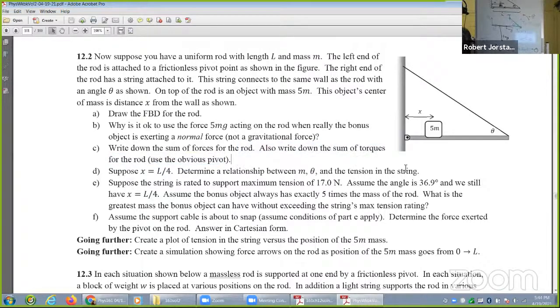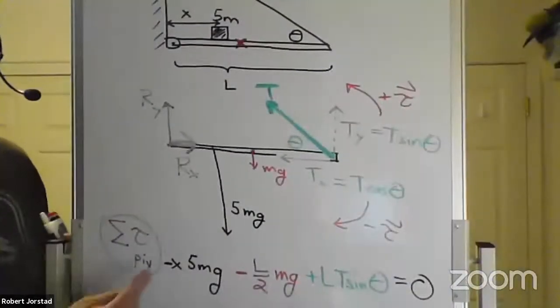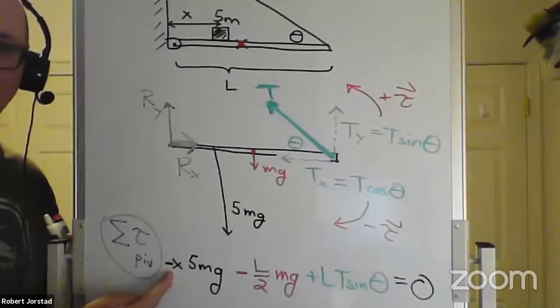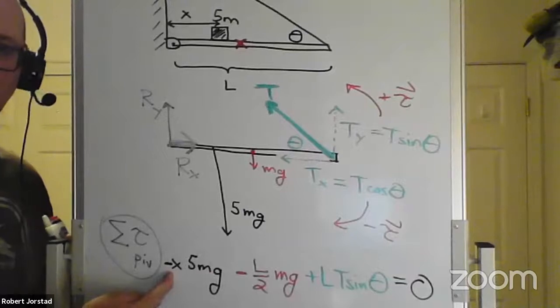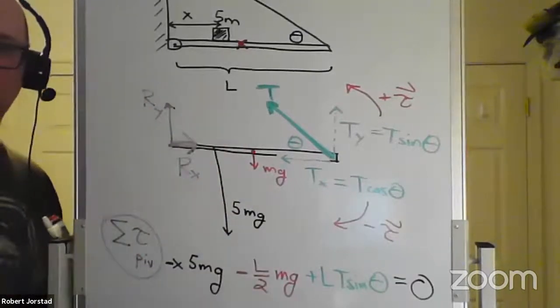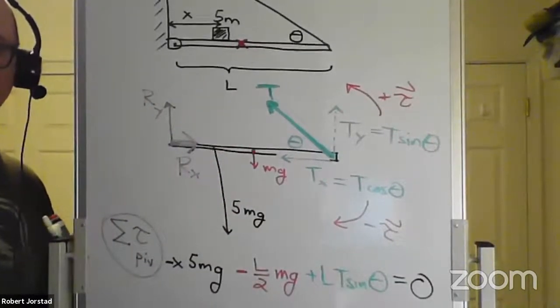We just talked about sum of forces. Now it says, look, suppose X equals L over 4. Get a relationship between the tension and all that. Isn't that basically stick in L over 4 and you got it? We have a relationship between the tensions and the masses. We're good to go. At this point, you could solve anything you want about this problem.